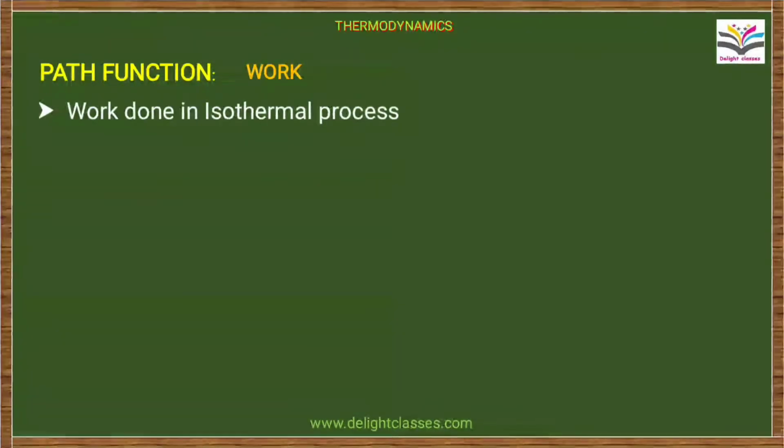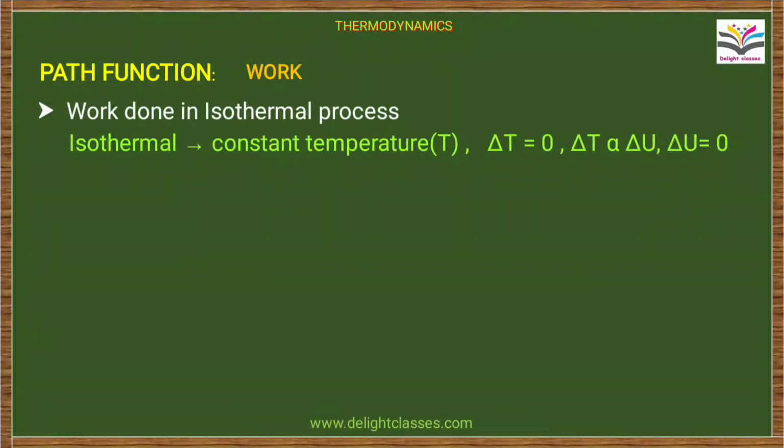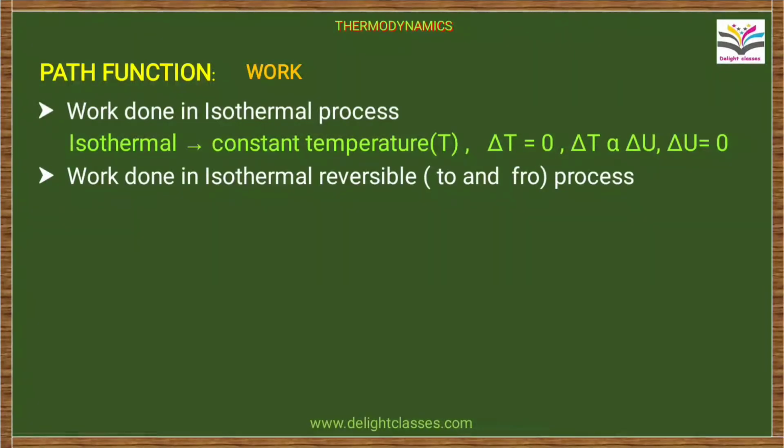Work. Work done in isothermal process. Isothermal, constant temperature, delta T is equal to 0. Delta T is directly proportional to delta U. Delta U is equal to 0.